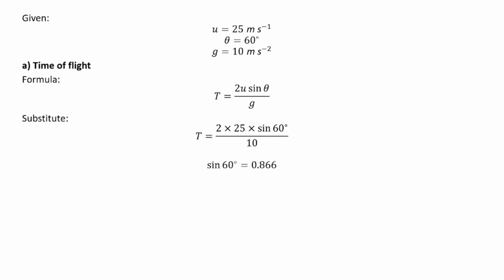Now, sine 60 degrees is approximately 0.866. t equals 2 times 25 times 0.866 divided by 10. 2 times 25 is 50. 50 times 0.866 is 43.3. 43.3 divided by 10 gives us 4.33 seconds. So the time of flight is 4.33 seconds.